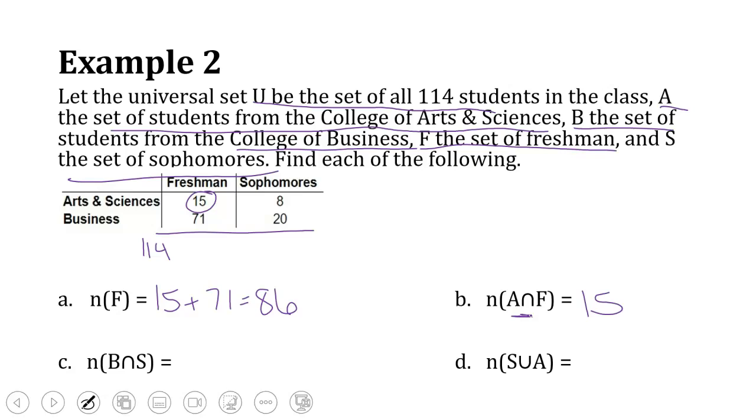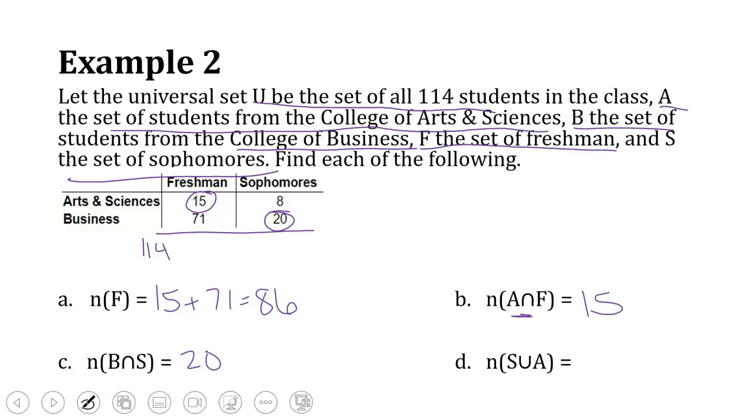So let's look at C. What is the number that has both business students and sophomores? Business and sophomores. They have to be sophomores majoring in business.